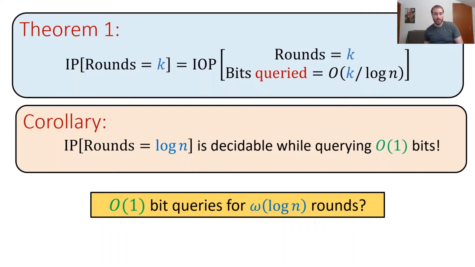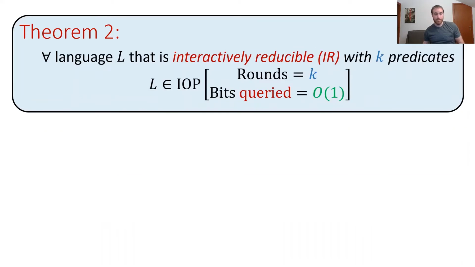And well, when looking at this, the question is, can we get a constant number of bit queries for greater than log n rounds? Well, we don't know how to do this in general, but we do know for specific problems. So we show that any language that is interactively reducible with k predicates has an IOP with k rounds and a constant number of bit queries.